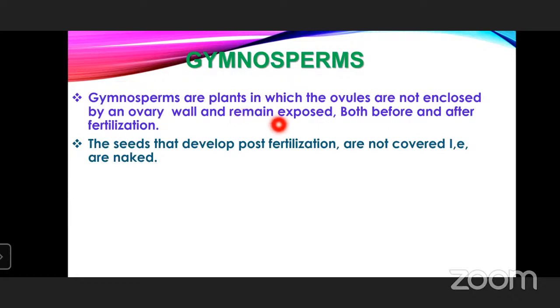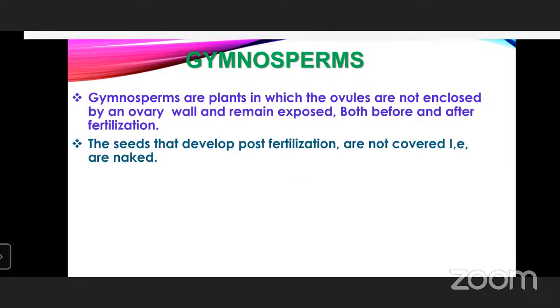The ovules remain exposed both before and after fertilization, and the seeds are also naked seeds. Seeds that develop post fertilization are not covered, which means they are naked seeds. If the ovary wall is absent, the seed coat is also absent. After fertilization, the haploid male gamete fuses with the haploid female gamete.